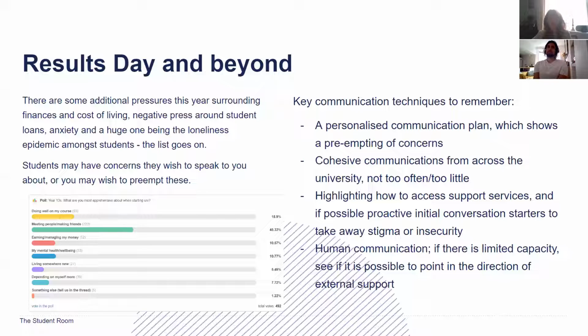And then human communication as much as possible. So if you have limited capacity at the moment within your institution, see if it's possible to direct it to external support. There are lots of charities out there that are supporting students at the moment. Student Space are a great option, and trying to put human communication at the forefront of communications is really important. Next slide, please.